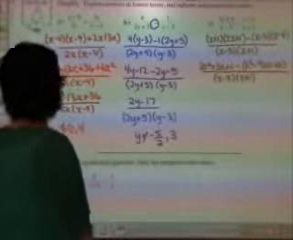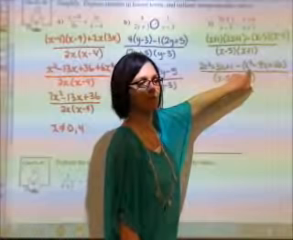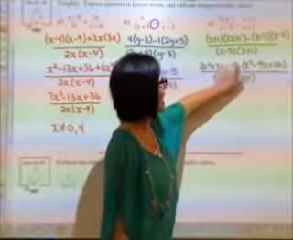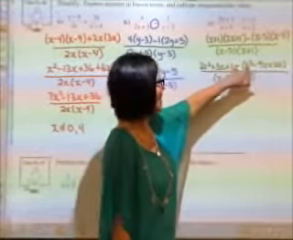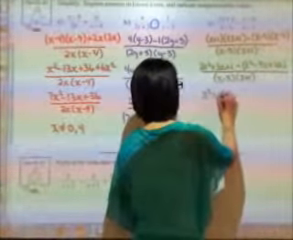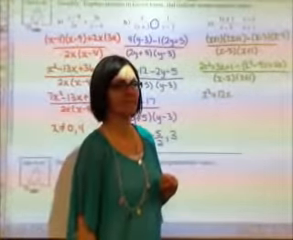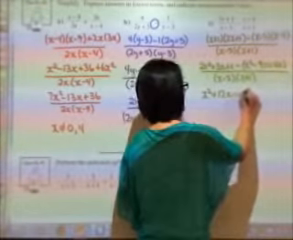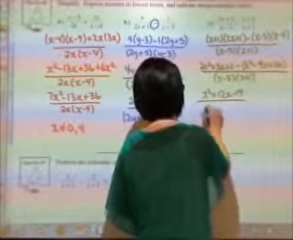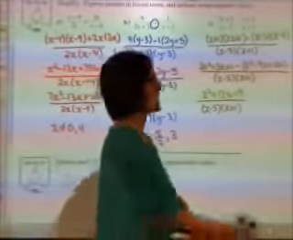So I start collecting my like terms. 2x squared minus x squared is x squared. 3x minus negative 9x. So that negative 9x would end up being plus, so 12x. And then 1 minus 20, negative 19. And what can't x equal?